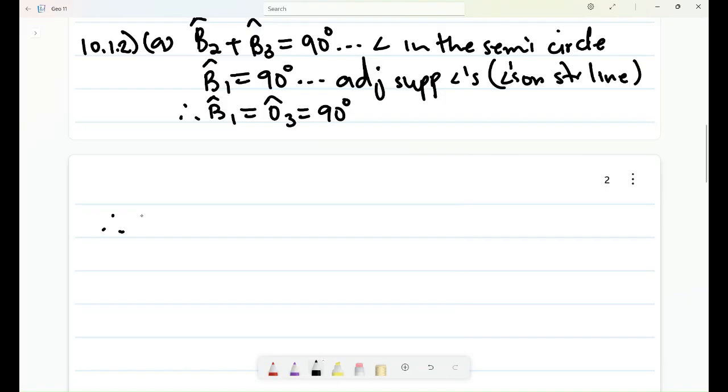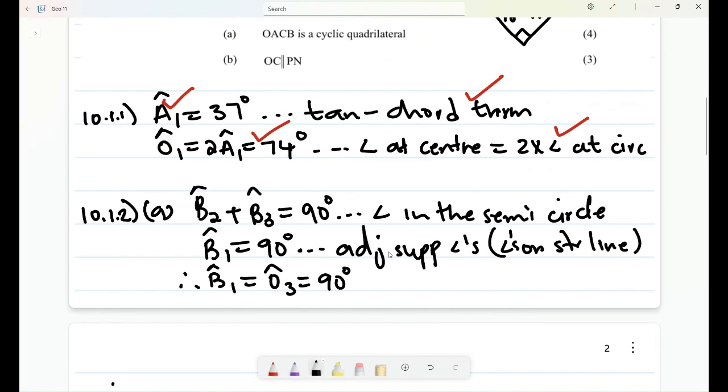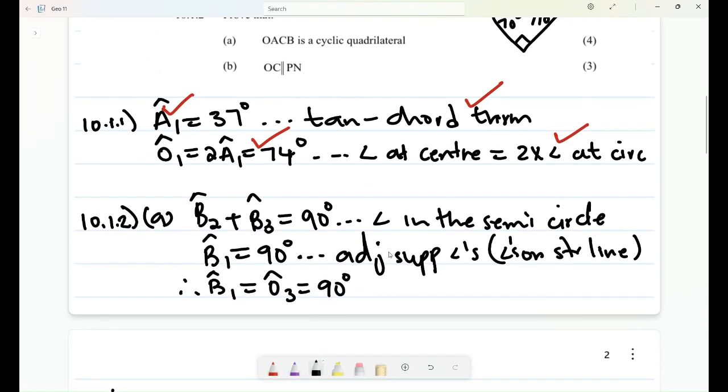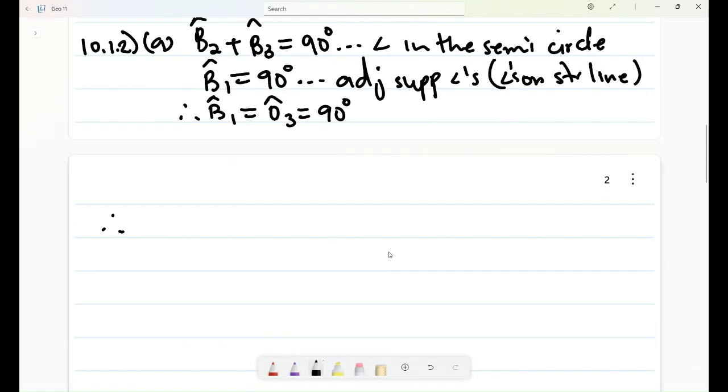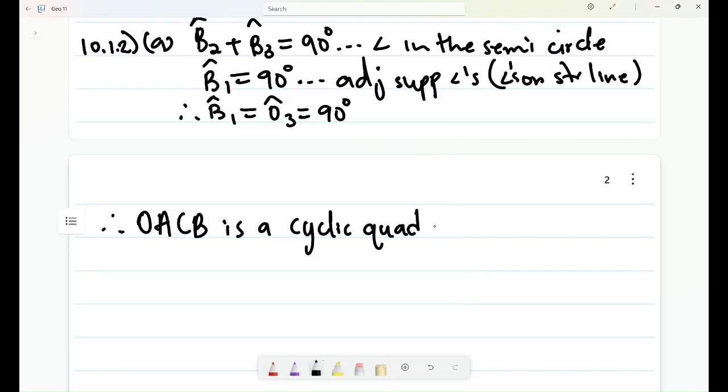we can say, whether they're equal to 90 or whatever the value, if they are equal, we can say OACB is a cyclic quad. What's the reason? Remember, you should include a reason.